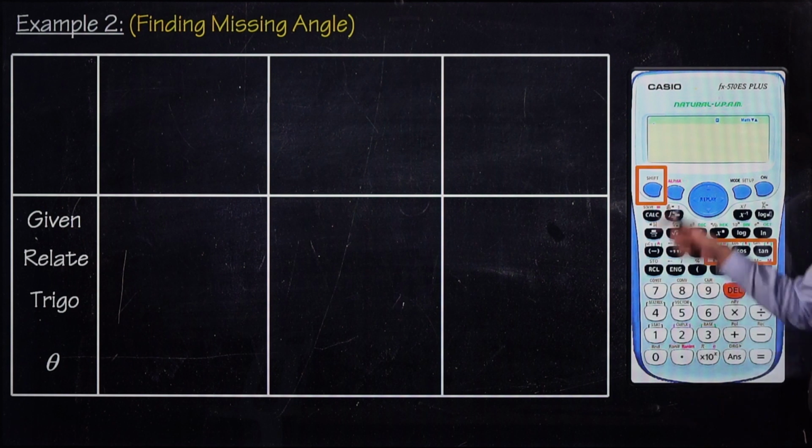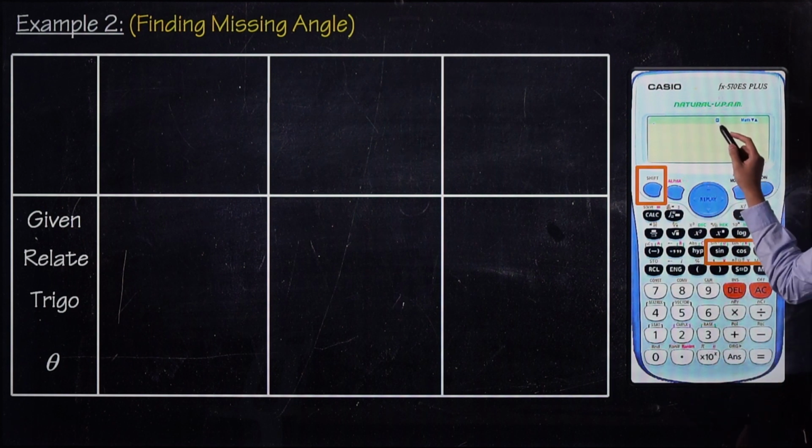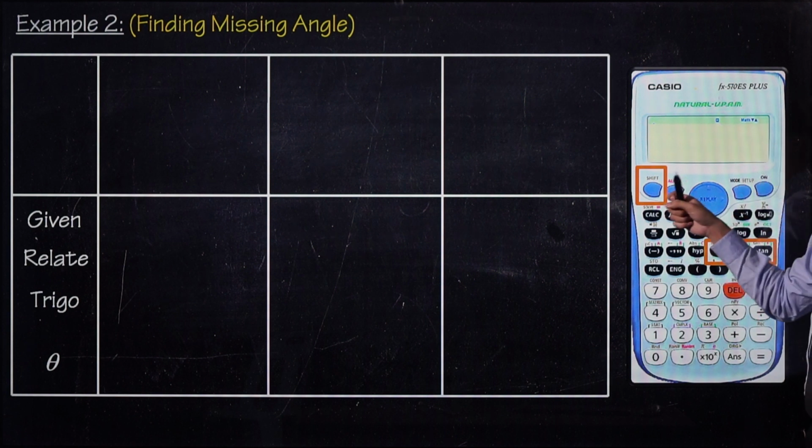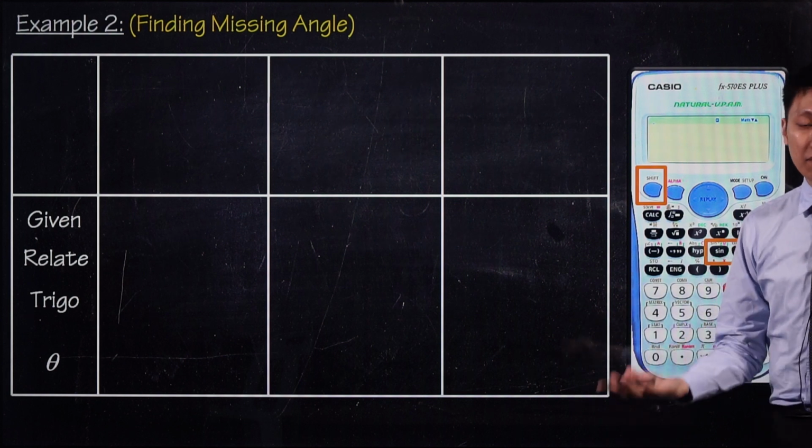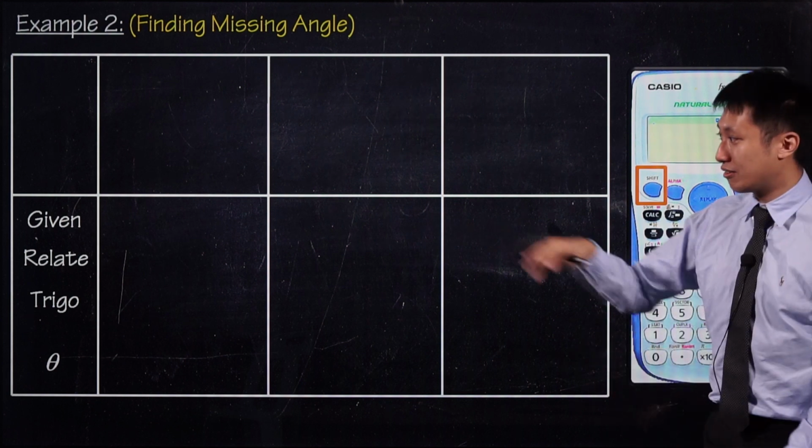Okay, now your calculator is here. This one is either D or R. Based on the things here, you will need to use something called inverse sine, inverse cosine, inverse tangent. I'll show you later.